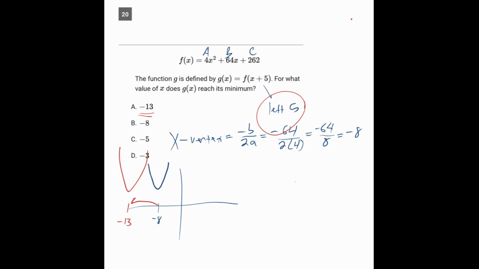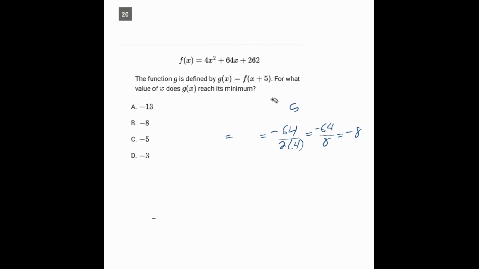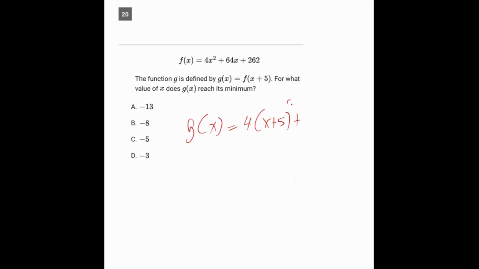Now we have one last way we can do this, which is through Desmos. If we know that to get g of x, you're plugging in x plus 5 to f of x, well, that would basically be like having our f of x function, and everywhere where we see an x, we're going to replace that with x plus 5. So let's just write out what that would look like real quick. G of x is f of x with x plus 5 replaced into it. So 4 times (x plus 5) squared plus 64 times (x plus 5) plus 262. And what does that look like on Desmos?